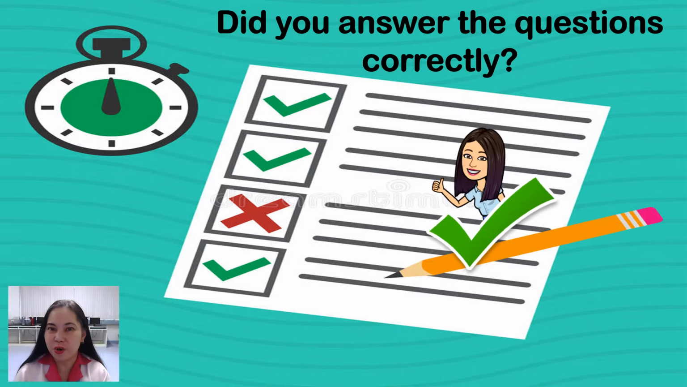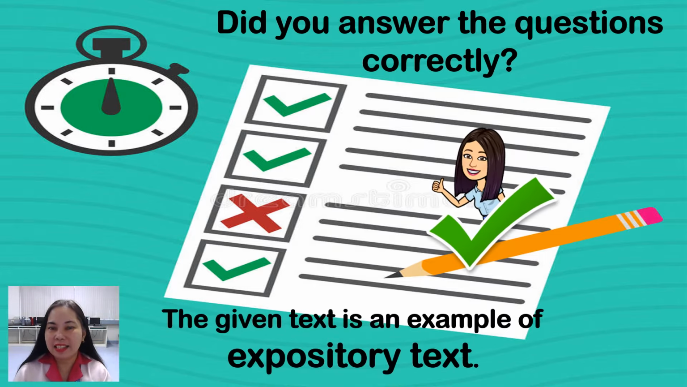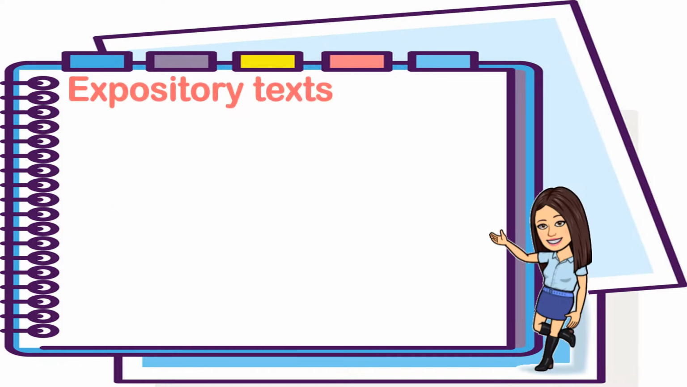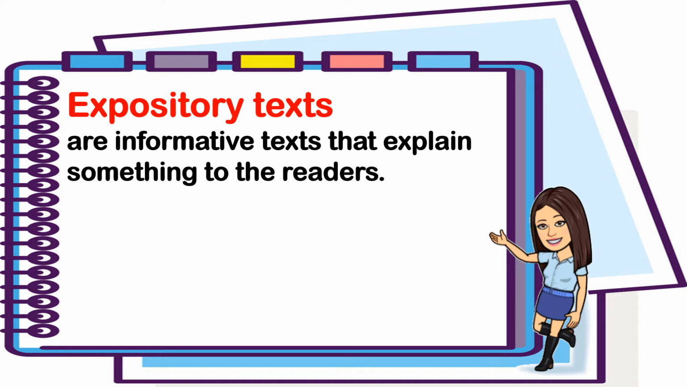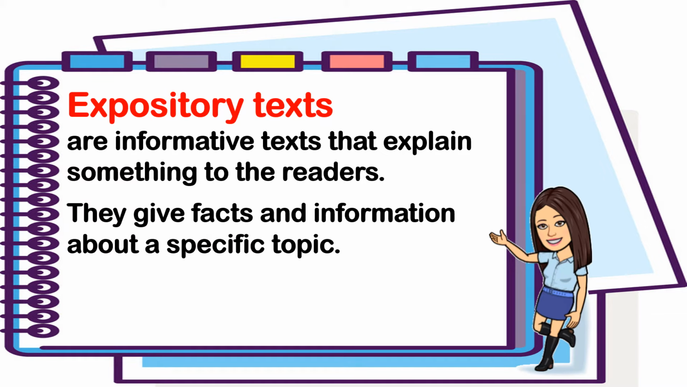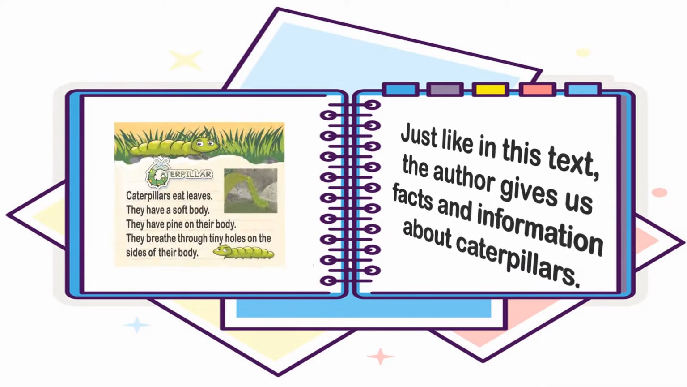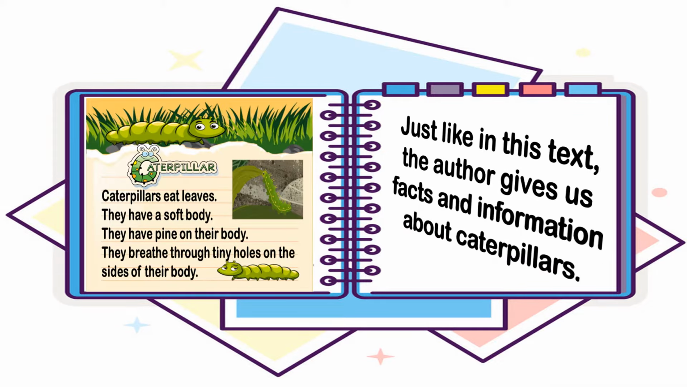Did you answer the questions correctly? The given text is an example of expository text. What is expository text? Expository texts are informative texts that explain something to the readers. They give facts and information about a specific topic. The author's purpose is to inform, describe, or explain the topic. Just like in this text, the author gives us facts and information about caterpillars.